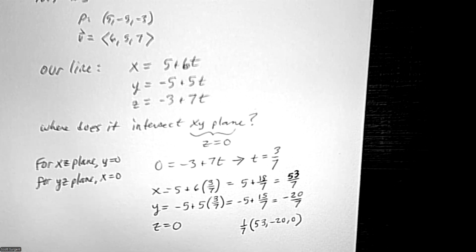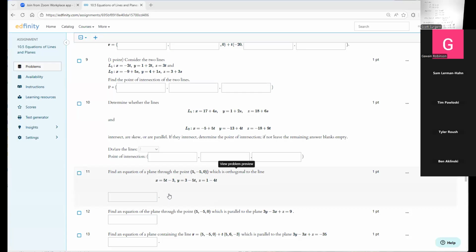Okay. Let's take a look at number 10. So let's see what that one's all about. I'm going to share my screen. All right, let's see what we got going on here. This is 5, number 10. Determine whether the lines that you see there intersect, are skew, or are parallel. If they do intersect, where do they intersect? So let me write down the information here, and again, I'll share my screen. I'll show you what I got.